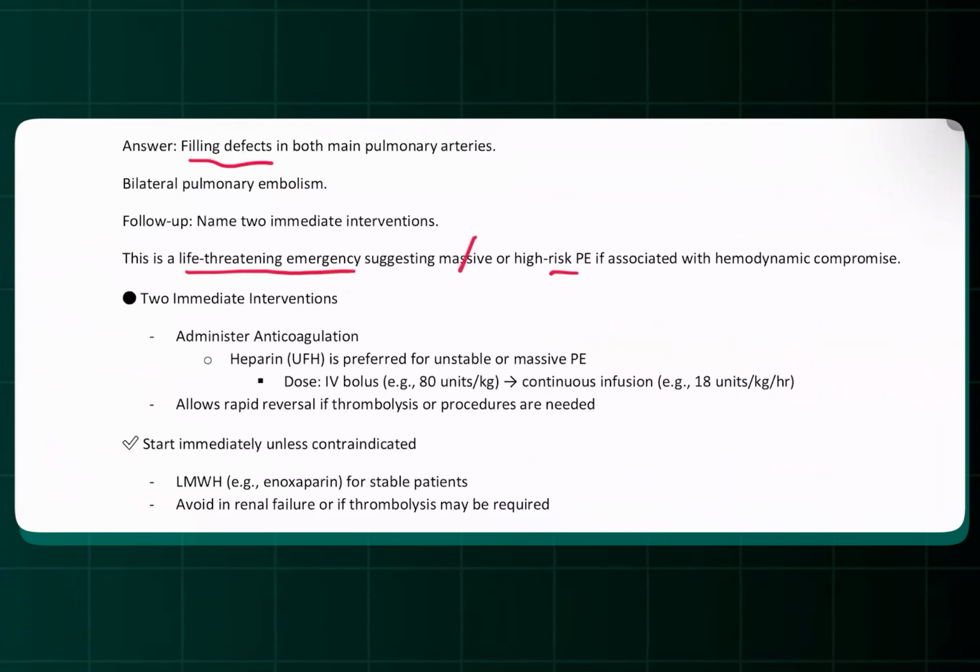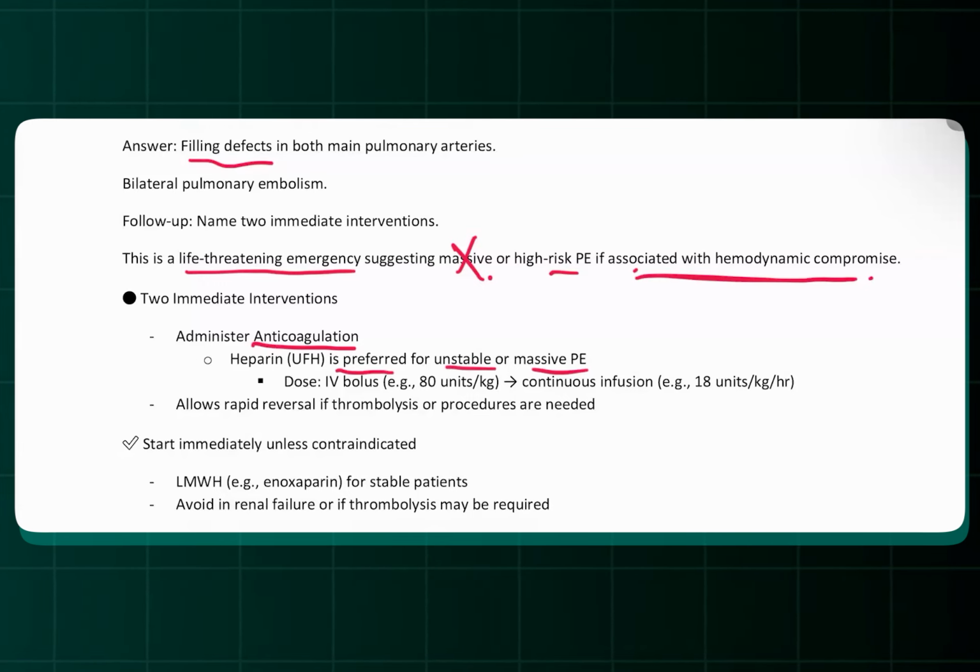I would not call it massive unless the blood pressure is mentioned, that shock is there. If associated with hemodynamic compromise, immediately, if you have to do something, give heparin immediately. Why? Because that would set the ground for thinning of the thrombus load. Immediately, this is what you have to do.